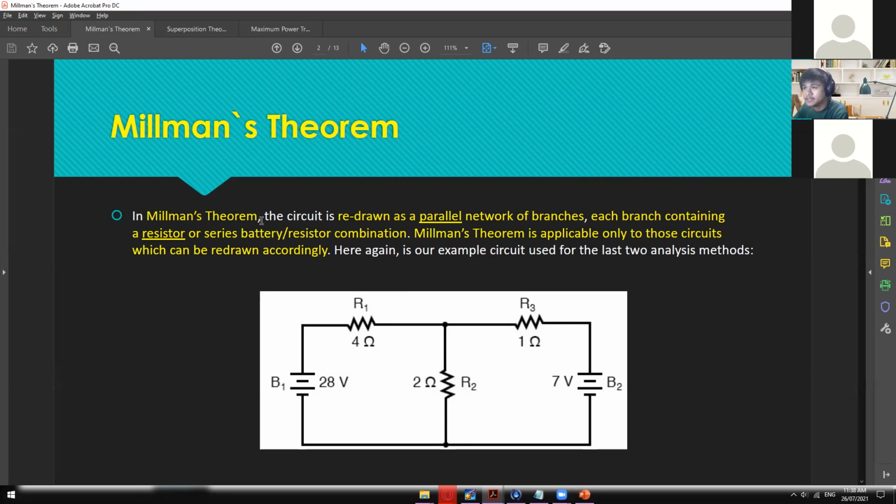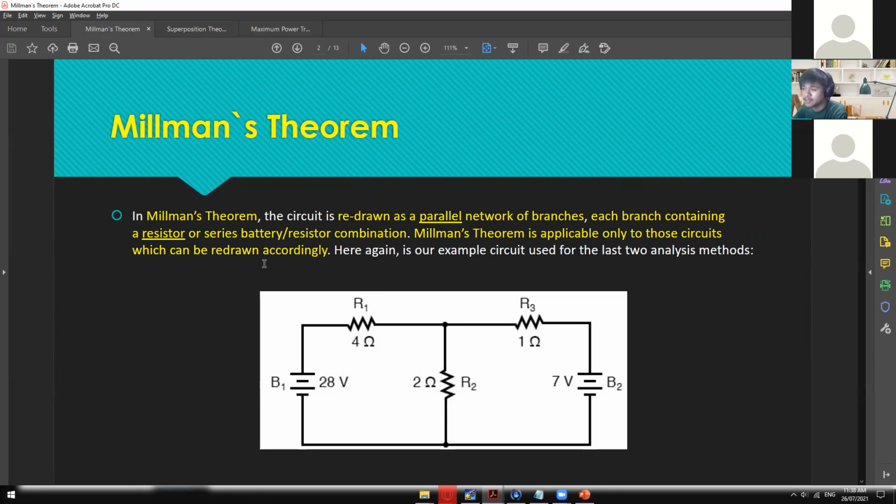Okay, so in Millman's theorem, the circuit is redrawn as a parallel network of branches, each branch containing a resistor or a series battery-resistor combination. So Millman's theorem is applicable only to those circuits which can be redrawn accordingly.